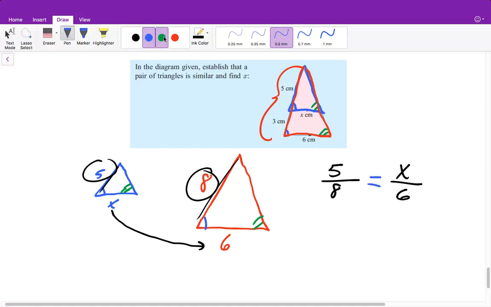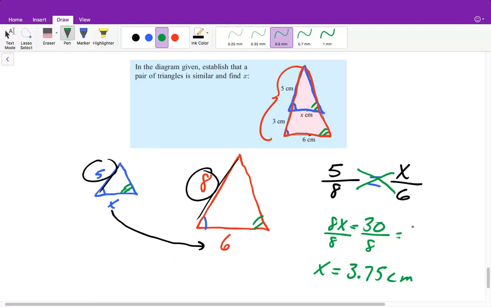And when we have two fractions that are equal to each other, something we did earlier in the year, we can cross multiply. So we would then get 8 times x, which is 8x, is equal to 5 times 6, which is 30. And we divide each side by 8. And x is then equal to 30 over 8, which will reduce to 3.75. So 3.75 centimeters. If we don't ask you to round it, you can leave it as a fraction and it will reduce to 15 over 4.